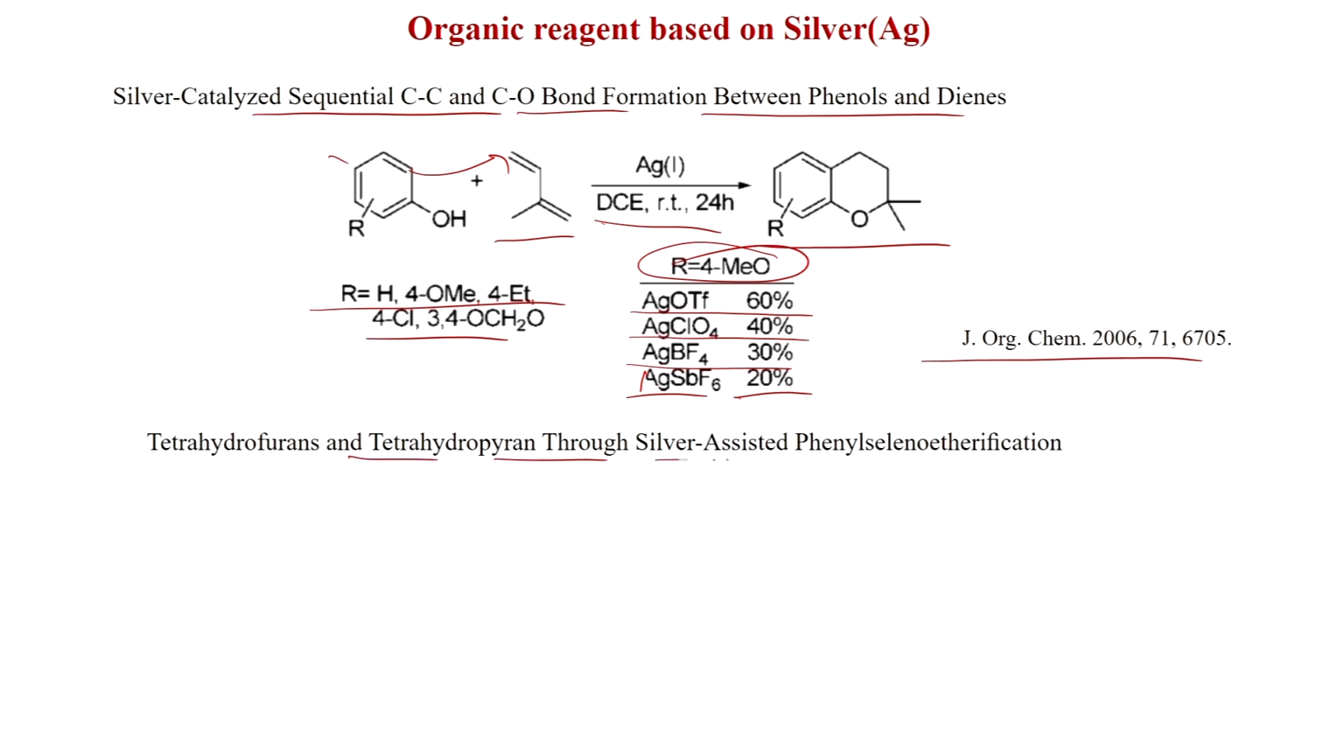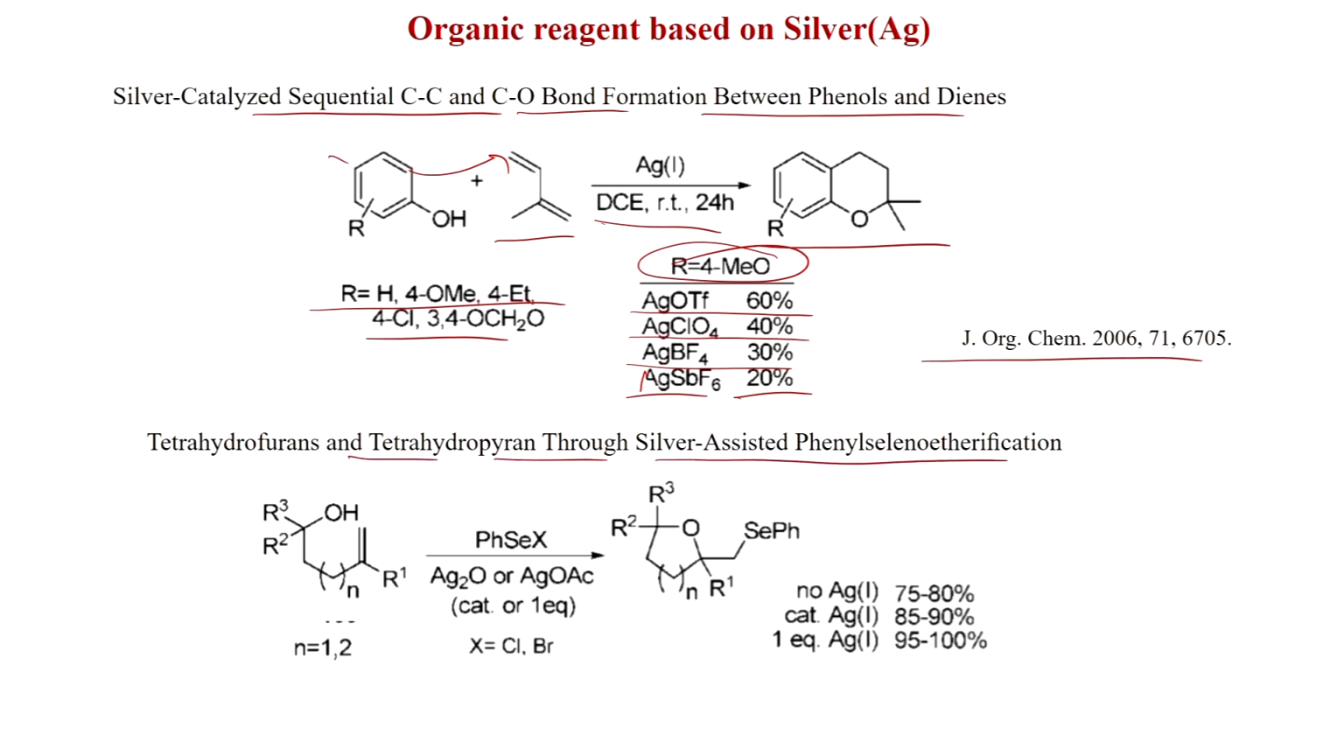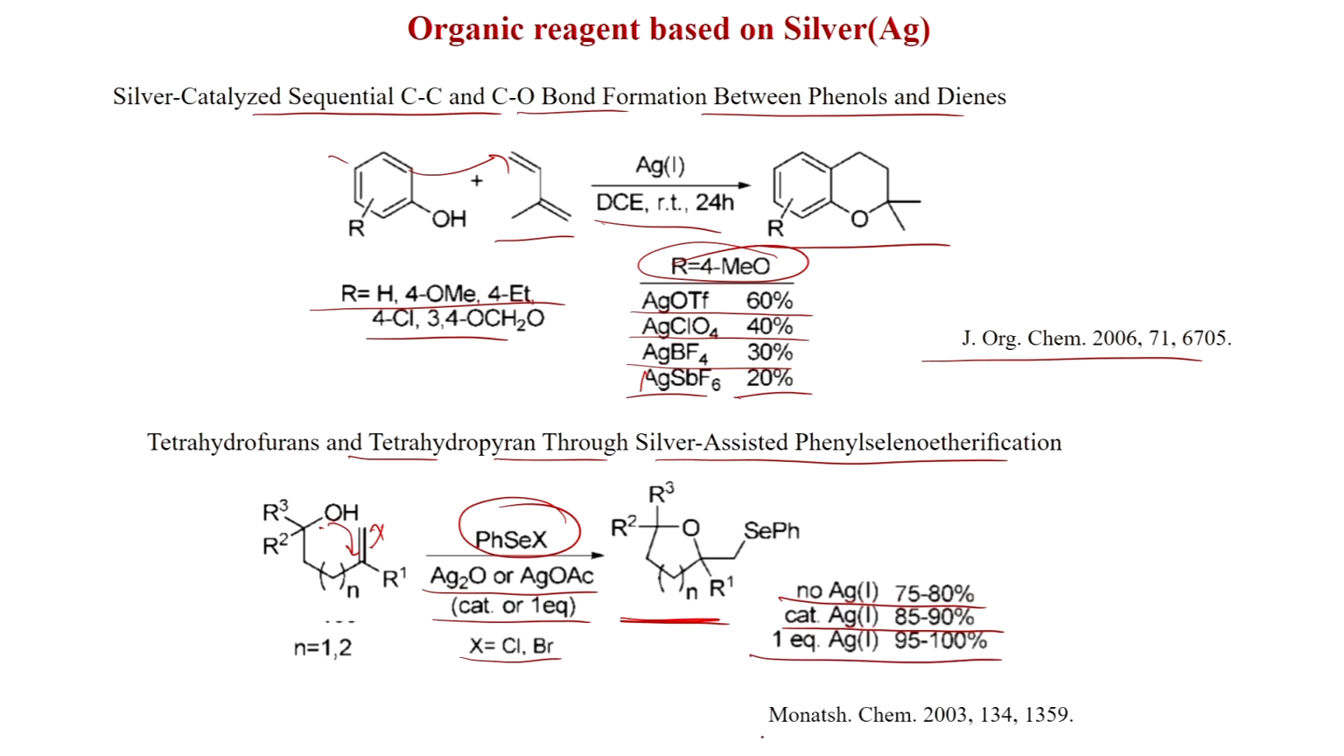Tetrahydrofurans and tetrahydropyrans through silver assisted phenyl selenoetherification also is possible. Here you see PhSeX with silver oxide, silver acetate catalytic or 1 equivalent, X is equal to chlorine or bromine, phenyl selenium chloride or phenyl selenium bromide. You get this cyclization, that is ether formation like this, and of course, a selenium ion is formed here, and without silver also this reaction occurs and you get 75 to 80% yield. Now, a catalytic amount of silver will increase the yield to 85-90, and 1 equivalent silver will give 95 to 100% yield. This work was published in this journal in 2003.